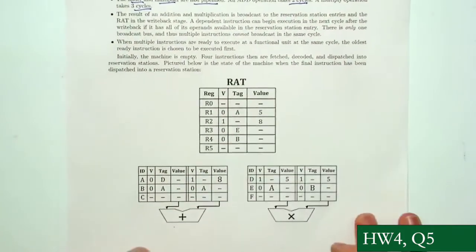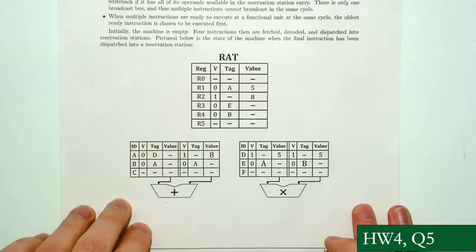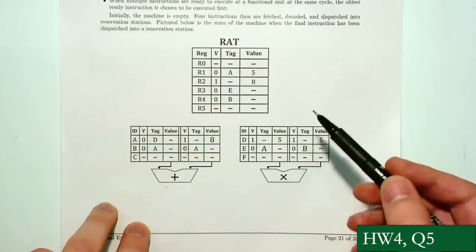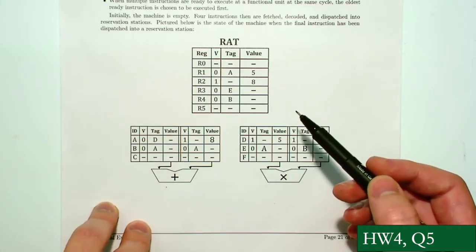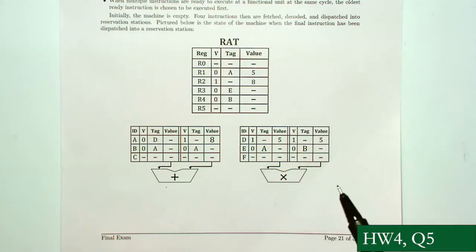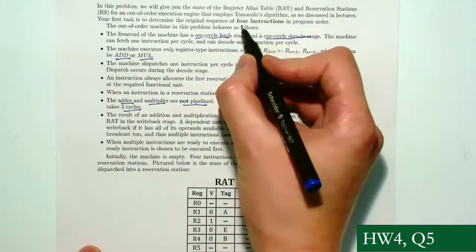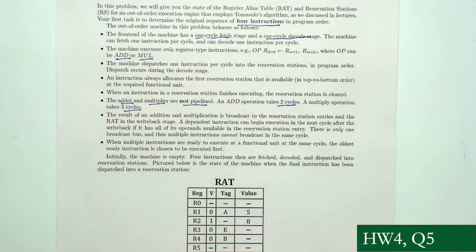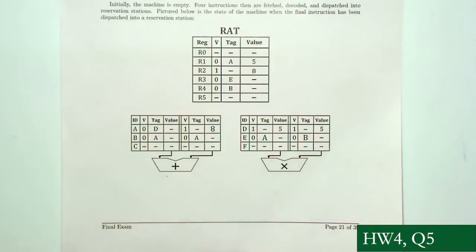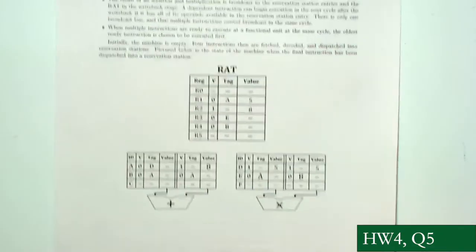So let me move to the questions, but before that, these are the state of the register alias table, ROB, and reservation stations at the point where all the instructions are fetched. This program has 4 instructions, which is also highlighted here. So this is the state of those structures after dispatching all 4 instructions, and dispatch happens during the decode stage. It's also written here in the question.